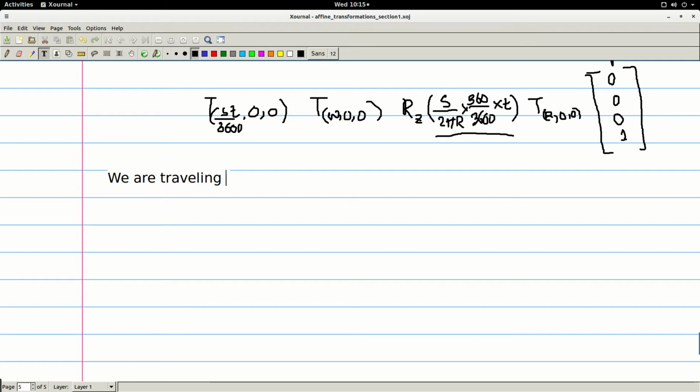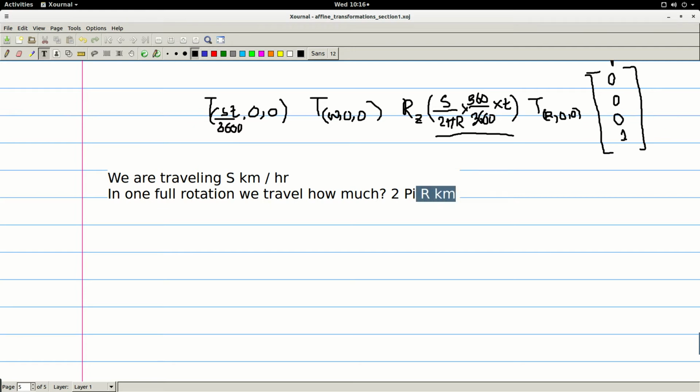We are traveling s kilometer per hour, right? In one full rotation, we travel how much? That's 2 pi r. That's the distance we travel, right? And let us imagine, I should have been specific about it, but let us imagine that r is defined in terms of kilometer. I mean, there has to be some unit given. So there was a mistake in this question itself. I didn't specify that. Either r is measured in meters or kilometers or whatever unit that is, it has to be specified. So let us just imagine that we travel that much kilometer. So that means we do how many full rotations in 1 hour? We do s divided by 2 pi r.